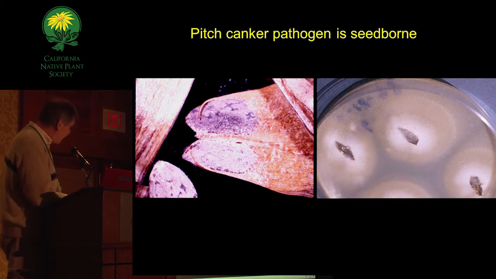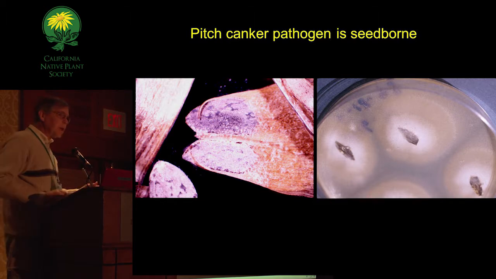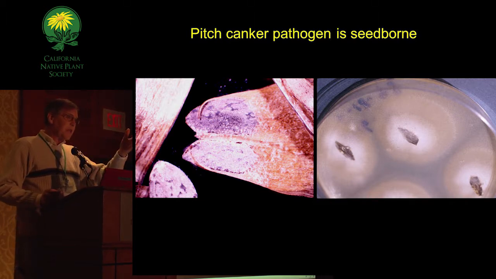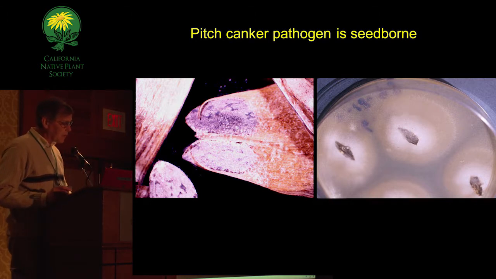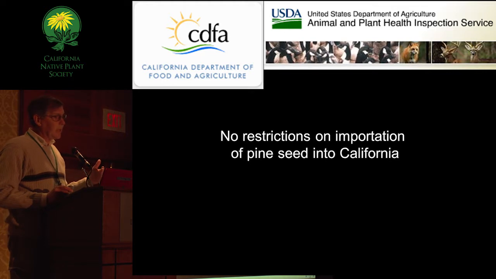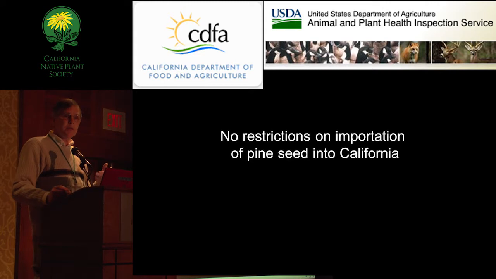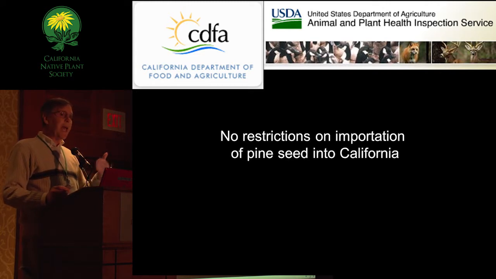Interestingly, it was well known that the pathogen was seed-borne. The whitish material you can see here on the pine seed is growth of the pitch canker fungus, and here you can see it growing out on a selected medium. So it was well known to people studying the disease that the pathogen was seed-borne, and it was also known that pines that occur in California were susceptible to the disease caused by that fungus. But in spite of that, there were no regulations to prevent the movement of seed. Presumably that's because there was no interest group advocating for regulations of that kind.